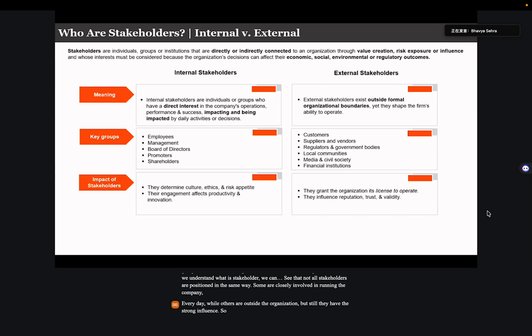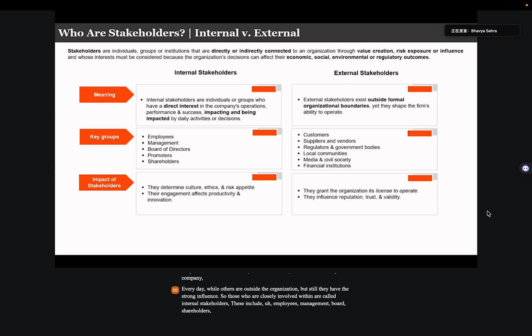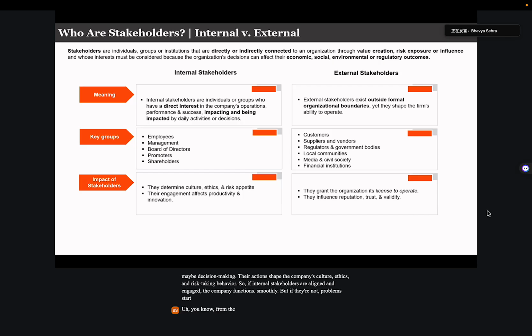Those who are closely involved within are called internal stakeholders. These include employees, management, board, shareholders. They are part of the organization's daily operations or decision making. Their actions shape the company's culture, ethics, and risk-taking behavior. So, if internal stakeholders are aligned and engaged, the company functions smoothly. But if they're not, problems start from inside the organization.